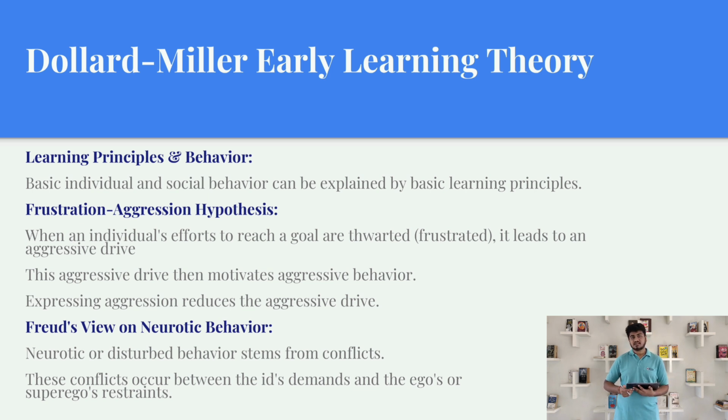So when a person is trying to accomplish a goal that he or she has set and isn't able to achieve that goal after trying multiple times, there would be a sense of aggression in him or her. That falls under this category. Next, Freud's view on neurotic behavior: neurotic or disturbed behavior stems from conflicts. These conflicts occur between the ID's demands and the ego or the superego restraints.